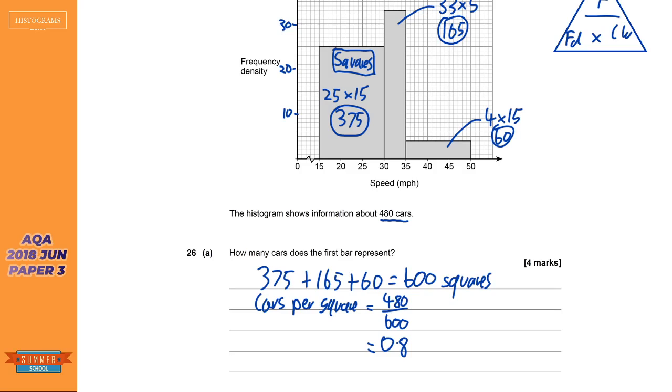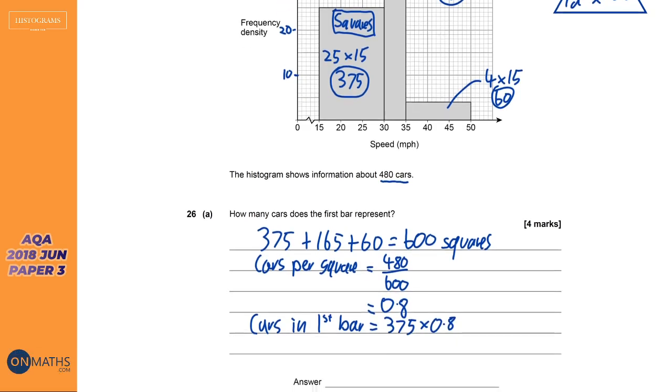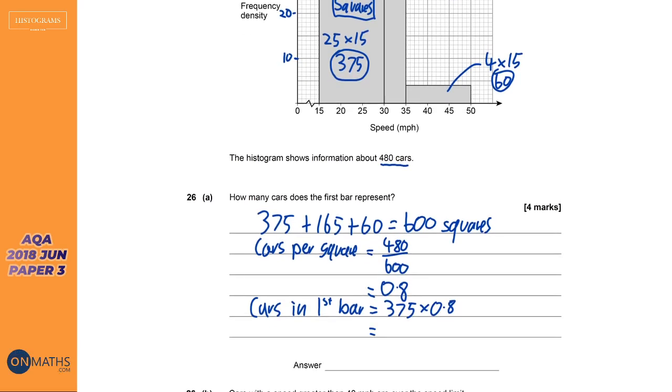And obviously we're asked to find the amount of cars in the first bar. So we have a look at the first bar. It's 375 little squares. Each of those little squares is worth 0.8 of a car. So cars in first bar is 375, because that's the amount of squares, times 0.8, because that's the amount of cars that each of those little squares is worth. So we times those together and we get 300. So our answer is 300.